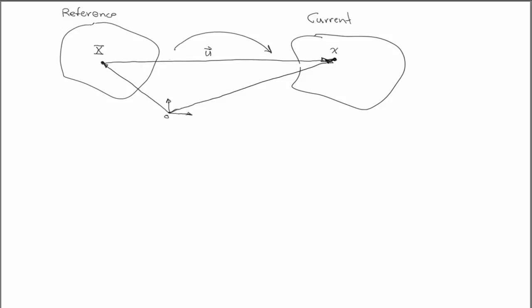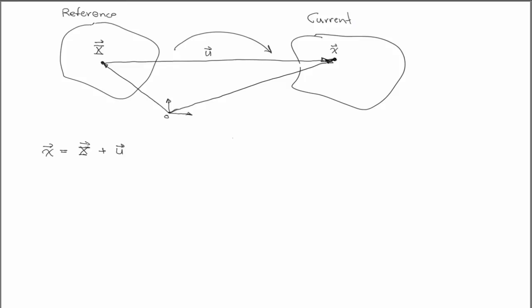Okay. So with this drawing, it should be clear that little x, and I also need to be judicious about the use of my vector signs, so little x in the current configuration can also be written as big X, where it was, plus u. So I can describe little x, where the point is in the current configuration, from where it was plus the deformation, or I'm sorry, the displacement, u. Okay.